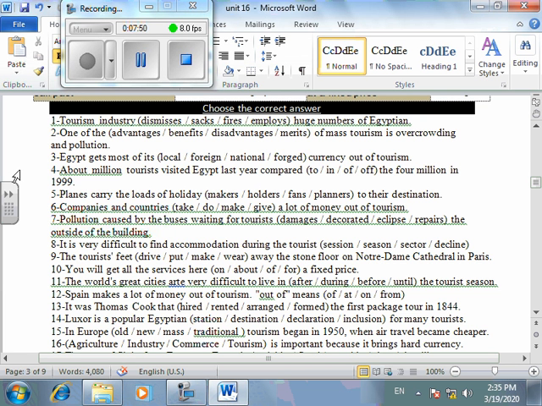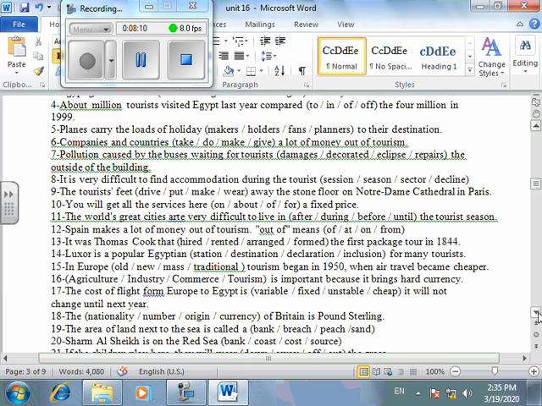14, Luxor is a popular Egyptian destination. Destination means a place you go to for many tourists. 15, in Europe, tourism began in 1950 when air travel became cheaper. Mass tourism means group tourism. 16, tourism is important because it brings hard currency. The answer is tourism. Very good, very good.